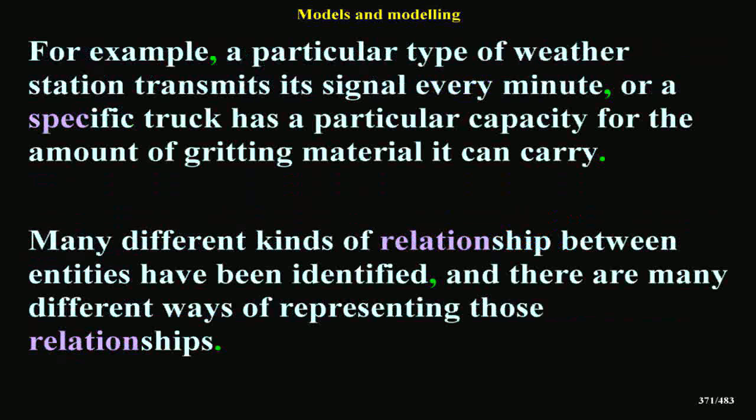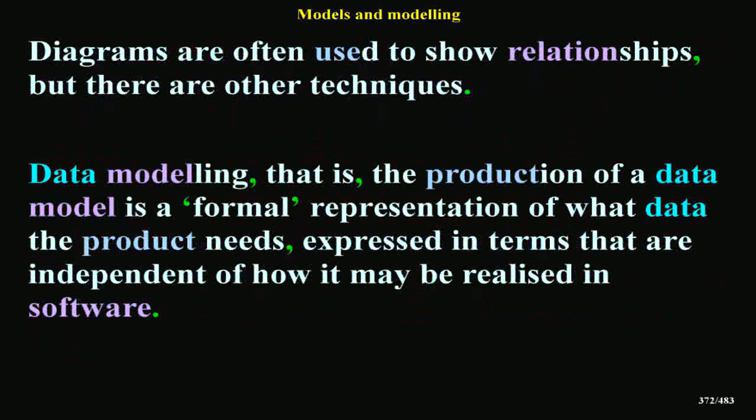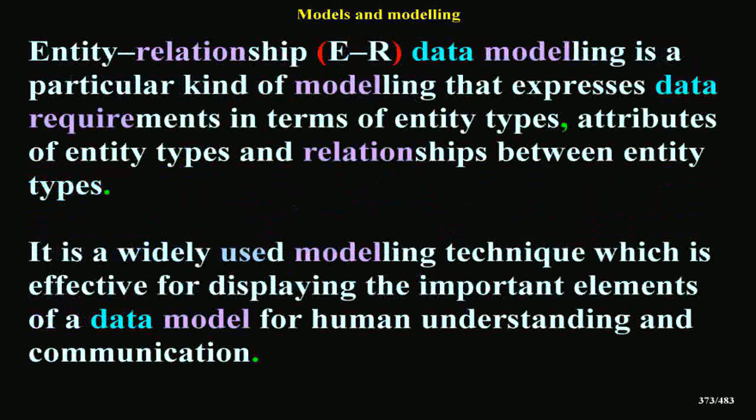Many different kinds of relationship between entities have been identified, and there are many different ways of representing those relationships. Diagrams are often used to show relationships, but there are other techniques. Data modeling, that is, the production of a data model, is a formal representation of what data the product needs, expressed in terms that are independent of how it may be realized in software. Entity relationship data modeling is a particular kind of modeling that expresses data requirements in terms of entity types, attributes of entity types, and relationships between entity types.